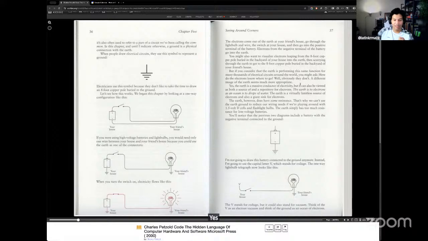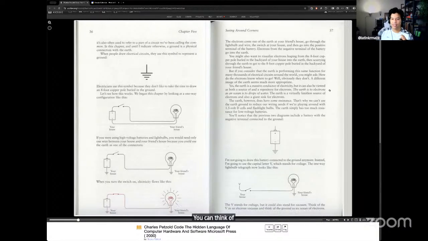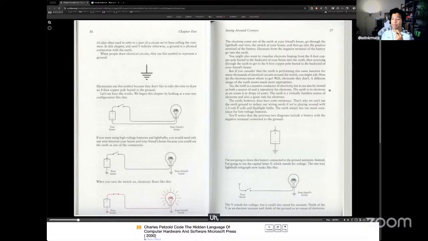Yes, the Earth is a massive conductor of electricity, but it can also be viewed as both a source and a repository for electrons. You can think of Earth as a giant breadboard, if you know what that used to be. Even breadboard had some limitations, but like a very well crafted PCB in a way. The PCB is a printed circuit board, for those of you who don't know.